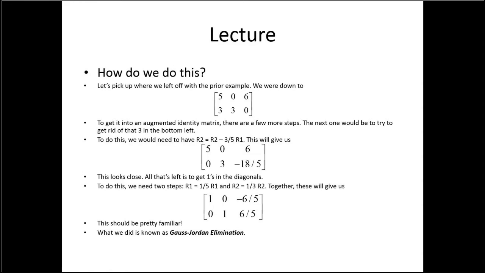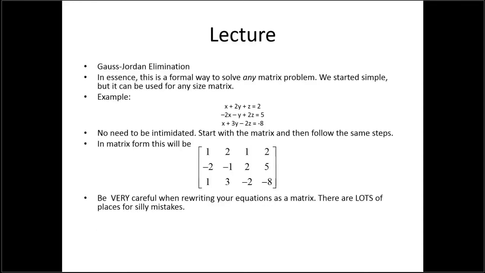This approach is known as Gauss-Jordan elimination, named after the famous mathematician Carl Gauss and some guy named Jordan. This is a very formal approach to solving any kind of matrix problem. We started off with a simple example, but we can really go kind of crazy and use it for any number of rows and any number of columns. So let's try a slightly more complicated example, which I have here.